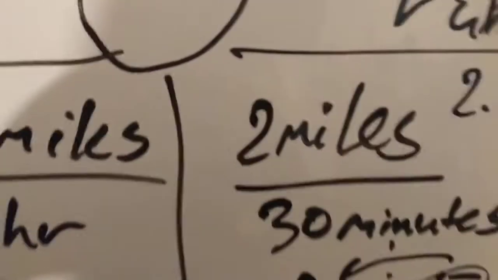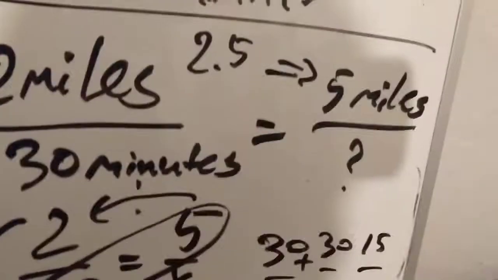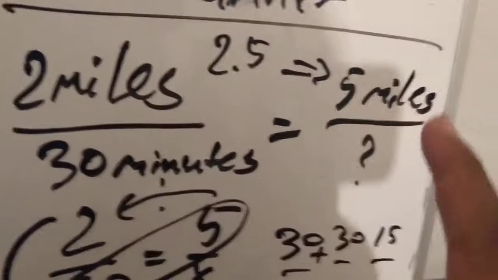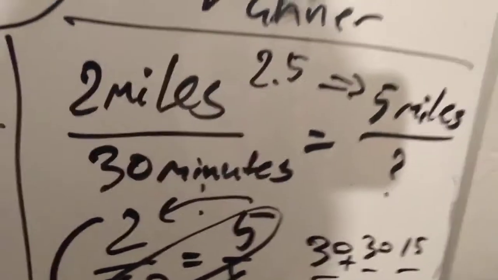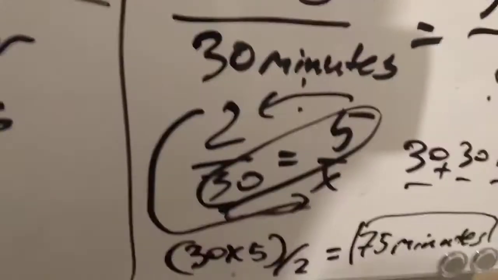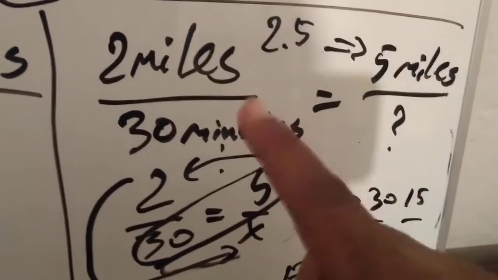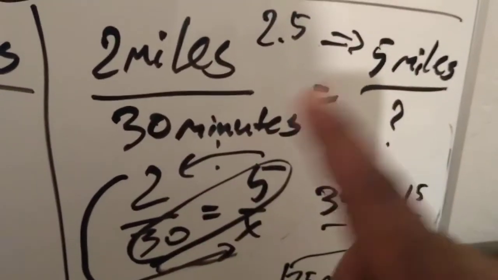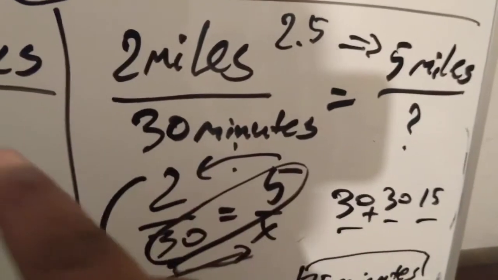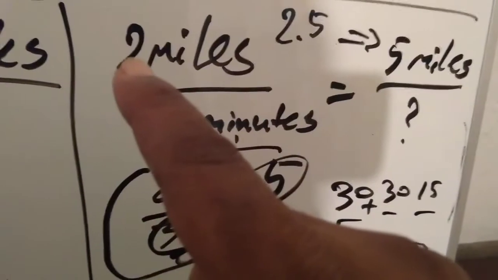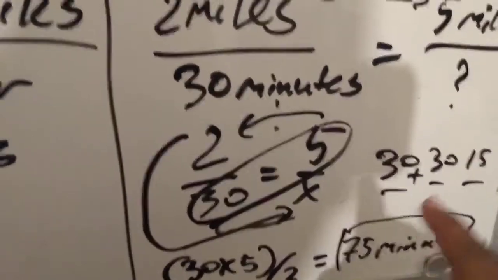Suppose the runner goes 2 miles in 30 minutes. So he's moving fast. After 5 miles, how long has he run? You do the same routine here. The two numbers I know crisscross are the 30 and that 5 up there. So 30 times 5 is 150, and you divide by the other number, which is 2. Half of 150 is 75. So that means it's 75 minutes.